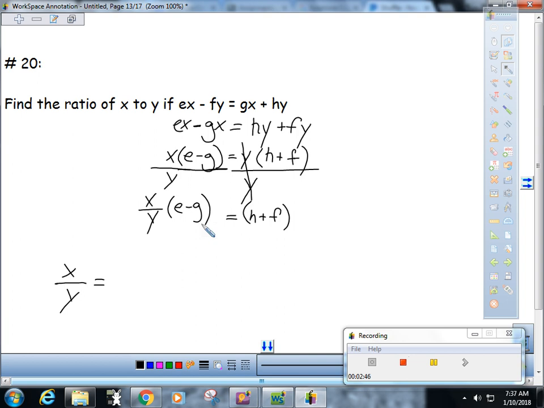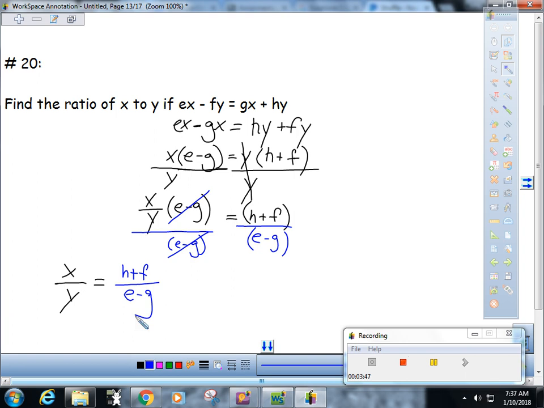Okay? All right, so what I did there is I essentially just took this e minus g and I moved it off of the top. Instead of dividing and then multiplying, you understand what I did there? So now, I want to get rid of what? E minus g. What is the e minus g doing to our answer? And how do we get rid of multiplication? You just divide it. And so then you get x over y is h plus f over e minus g. Got it?